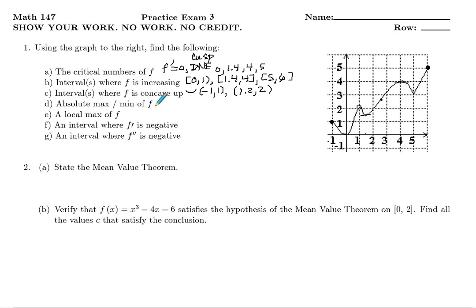Absolute maxes and mins, remember these are function values or y values. Okay, so we've got absolute min is y equals 0, and it happens at x equals 0. That's the absolute minimum point right there. So y equals 0, and that's at x equals 0. And then the absolute max, the highest point on the graph here, is right here. That's y equals 5 when x equals 6.